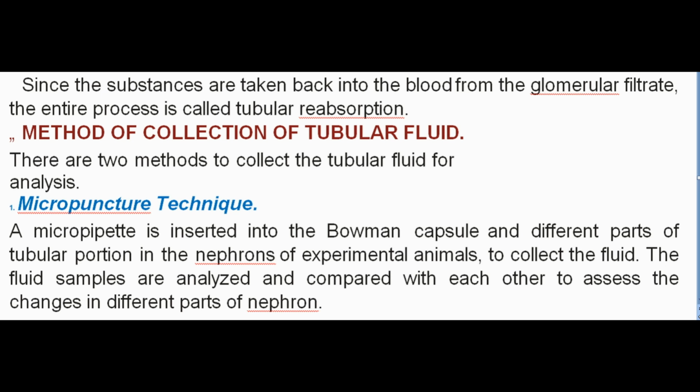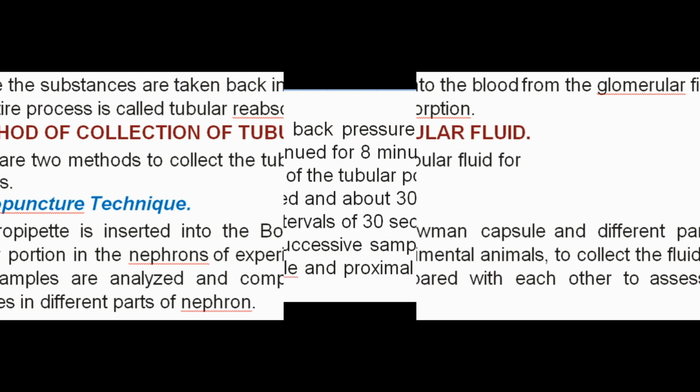Method of collection of tubular fluid. There are two methods to collect the tubular fluid for analysis. Micropuncture technique. A micropipette is inserted into the Bowman capsule and different parts of tubular portion in the nephrons of experimental animals, to collect the fluid. The fluid samples are analyzed and compared with each other to assess the changes in different parts of nephron.